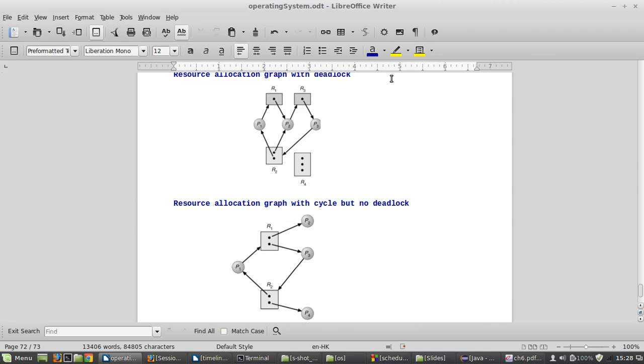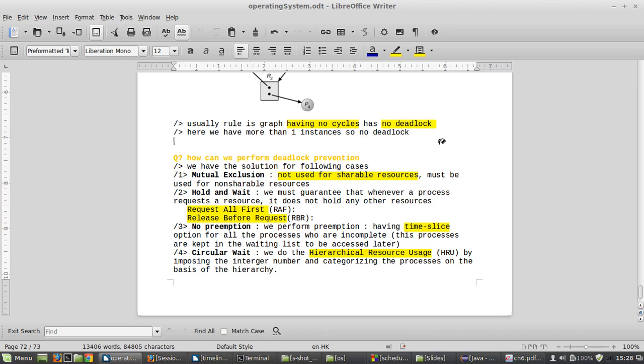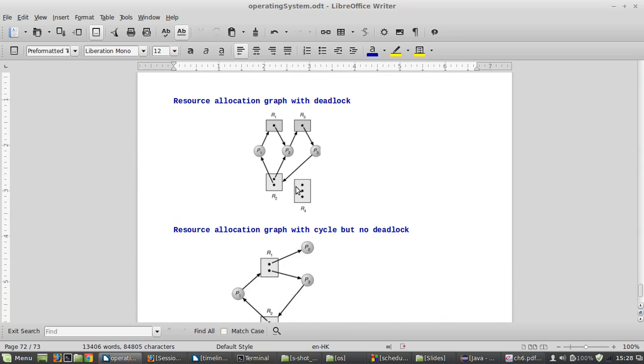And the general rule you have to understand is, if there is no cycle, then there is no deadlock. Having no cycle means no deadlock.